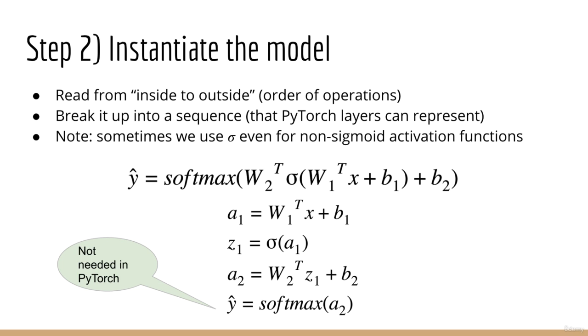So A1 is equal to W1 times X plus B1, Z1 is equal to sigma of A1, A2 is equal to W2 times Z1 plus B2. And then technically Y is equal to softmax of A2, but remember that we omit this step in PyTorch because it's already included in the loss function. One important thing to note is that even when we use an activation function such as the ReLU, we often still write it as sigma when we write down the math. So that's just something to keep in mind for the future so you don't get confused when you see it.